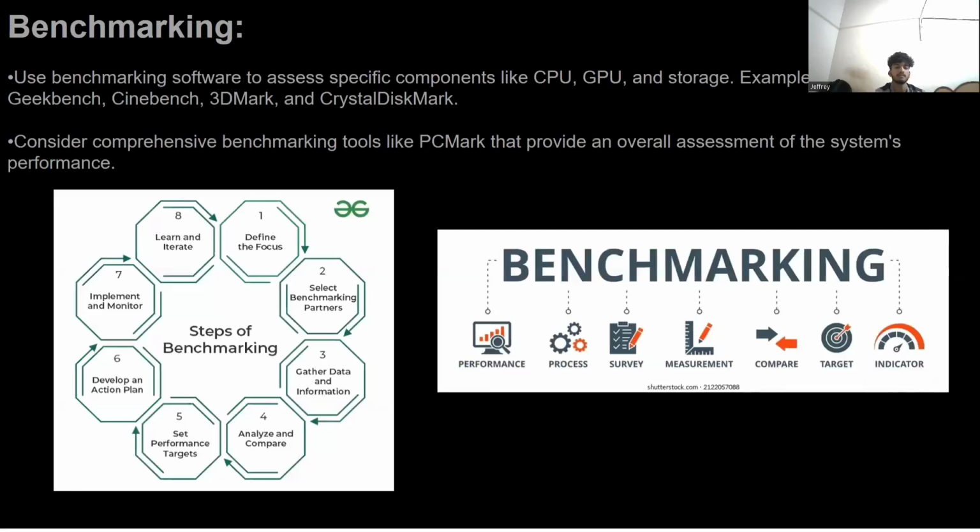Benchmarking. Use benchmarking software to assess specific components like CPU, GPU, and storage. Examples include Geekbench, Cinebench, 3DMark, and CrystalDiskMark. Consider comprehensive benchmarking tools like PCMark, which provide an overall assessment of a system's performance.